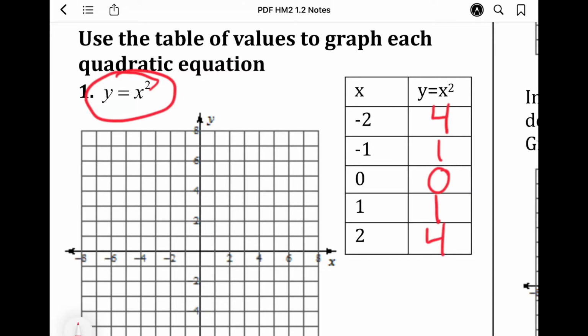So we're going to graph this. Negative 2, 4. Negative 1, 1. 0, 0. 1, 1, and positive 2, 4. So our parent function is looking like this.